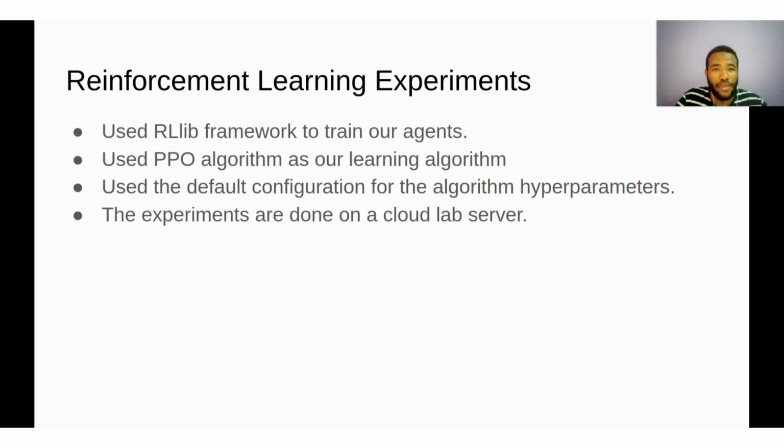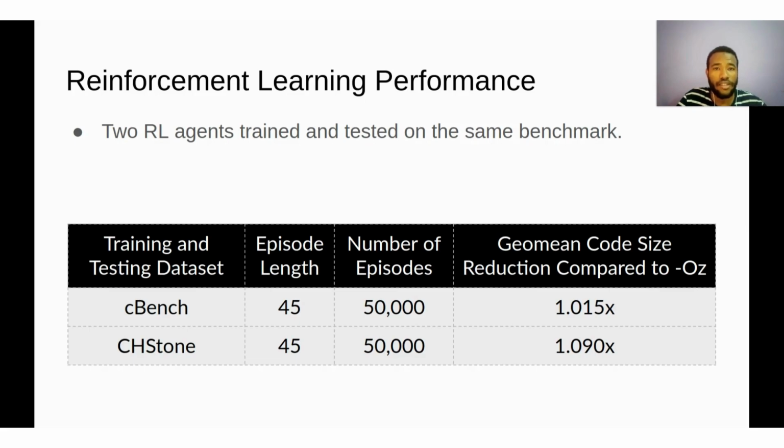To run our reinforcement learning experiment, we use the RLlib framework. Also, we chose PPO with the default configuration as our learning algorithm. In this table, we can see the results of 2 reinforcement learning experiments on 2 datasets, the cBench and CHStone datasets. In both experiments, we set the episode length to 45 and the number of episodes to 50,000. In the training cycle over the functions of the benchmarks in the dataset, and testing is done by running the agent using the same 45 episode length.